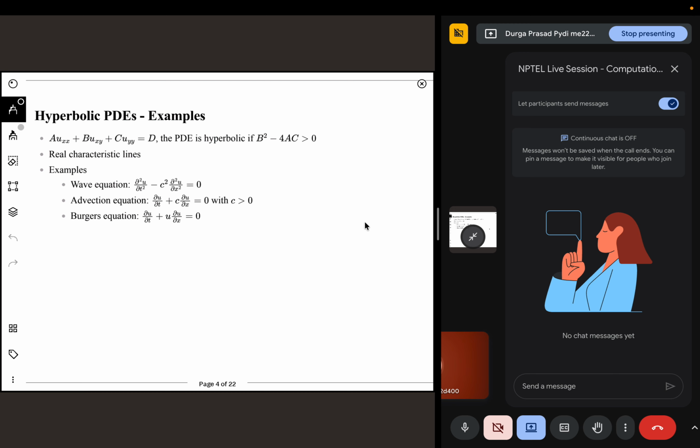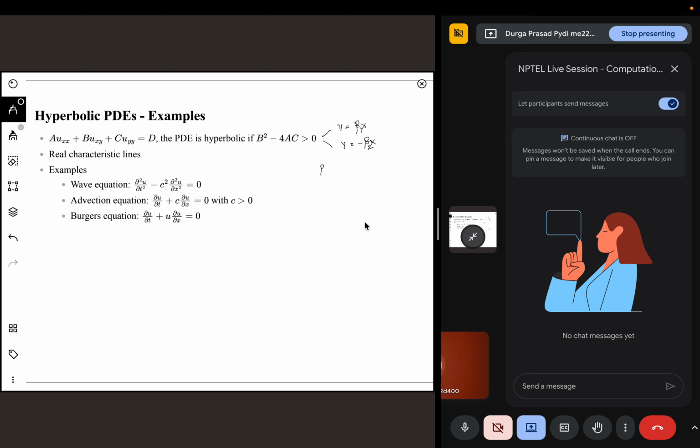First, for examples, we have the wave equation. The way to classify a given second order PDE as hyperbolic is to calculate the discriminant b square minus 4ac, and if that is greater than 0, then we'll have two different characteristic lines, y equals some beta 1 x and y equals some beta 2 x, depending on the type of equation you have.